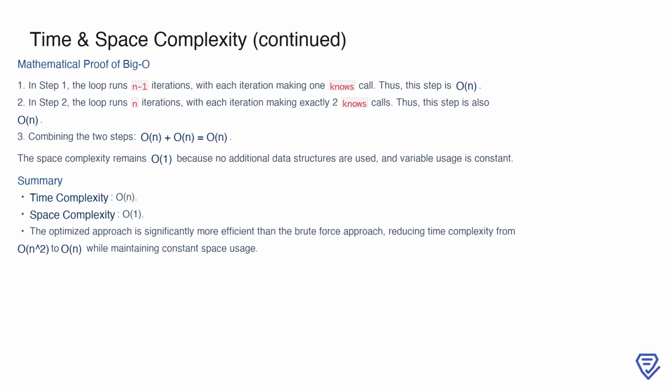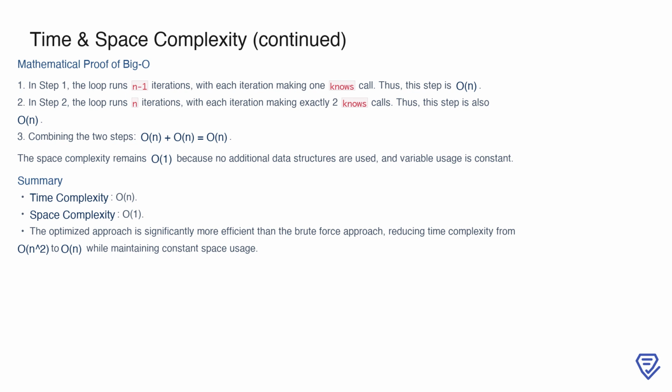To solidify our understanding, let's break down the mathematical proof of the algorithm's big O complexity. In step 1, we loop n-1 times, making one knows call per iteration. This step has a time complexity of O(n). In step 2, we loop through all n people, making exactly 2 knows calls per person. This step is also O(n). When we combine these two steps, the overall time complexity becomes O(n) plus O(n), which simplifies to O(n). The space complexity remains O(1) throughout, as no additional data structures are used and variable usage is constant. In summary, this optimized approach achieves a time complexity of O(n) and a space complexity of O(1).